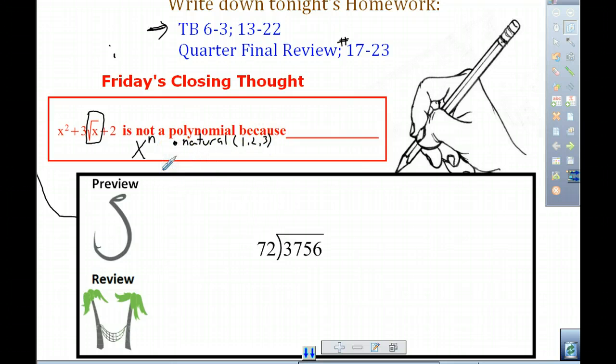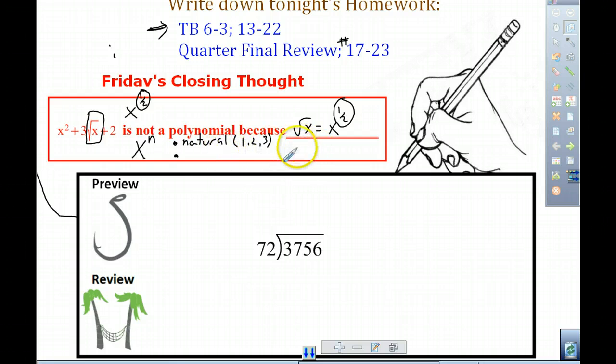Can't be negative. But also, what else was there? That was good. Has to be a natural. 1, 2, 3, 4. Could not be a fraction. Not be a fraction, right? So that's the problem here, is that you can rewrite this as x to the 1/2. The fact that that's the half power, it's not a natural number, 1, 2, 3, 4, and that's what makes it not a polynomial. Because square root of x equals x to the 1/2. And that is no good.